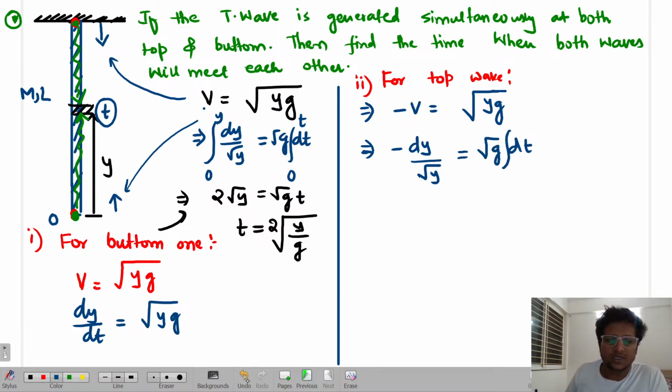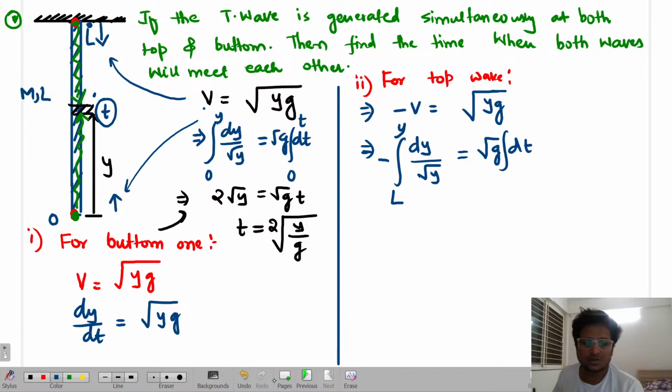And now I'll do the integration. You see this integration is totally different now, and I'll show you how it is different. Tell me one thing: this y at the topmost point is length L, and here it is y. So the integration must be taken from where to where? Length L to y. Are you able to get me or not?